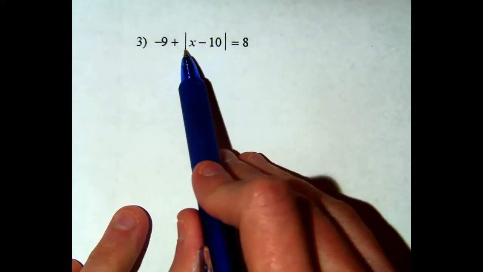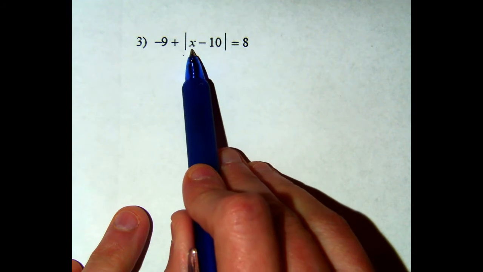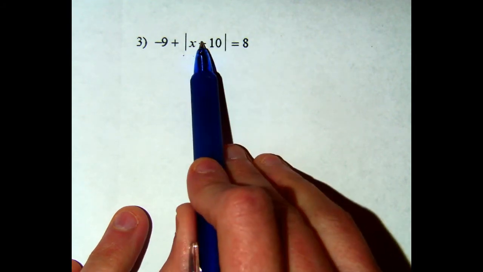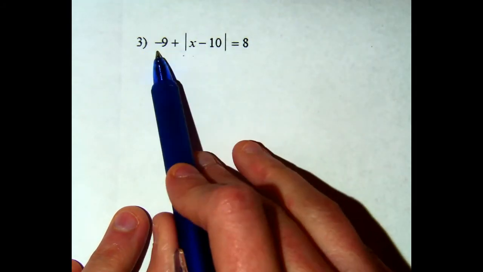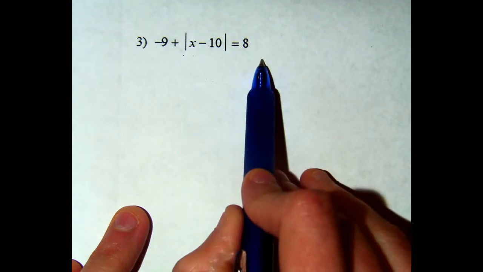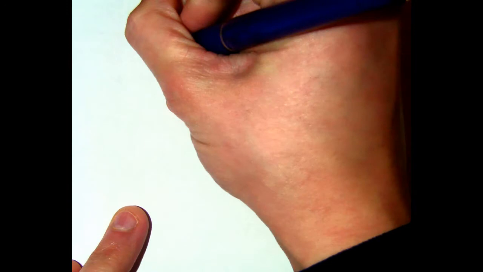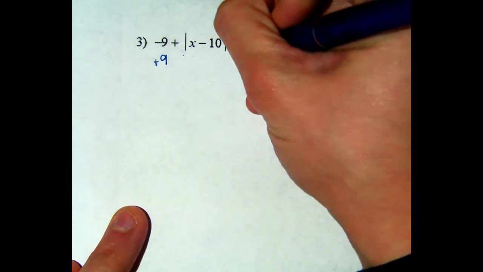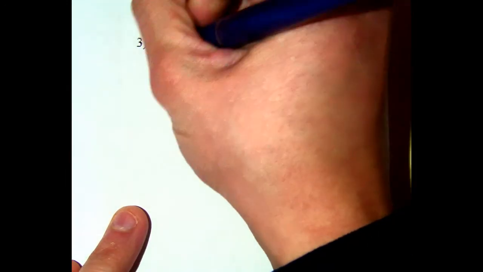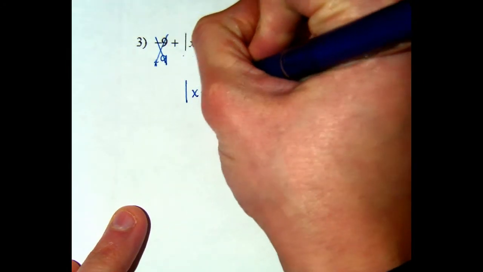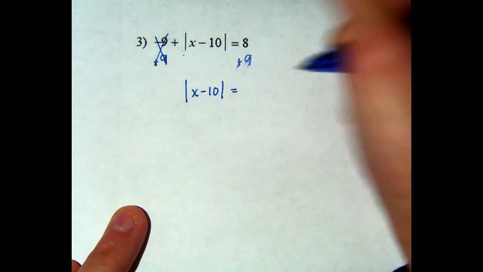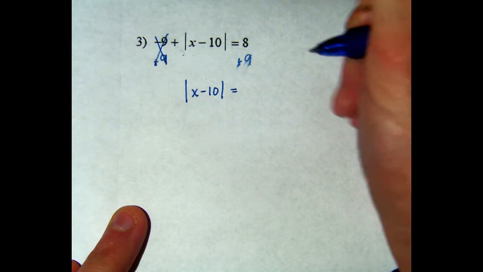Here's my absolute value symbol. I don't care about the stuff inside at the moment. I care about what's right here. I need to move this away from the absolute value. To do that, I need to do the opposite. So it's currently negative 9, so I'm going to add 9. It's going to go away on the left side, and I'm left with the absolute value of x minus 10 is equal to 8 plus 9, and 8 plus 9 is 17.